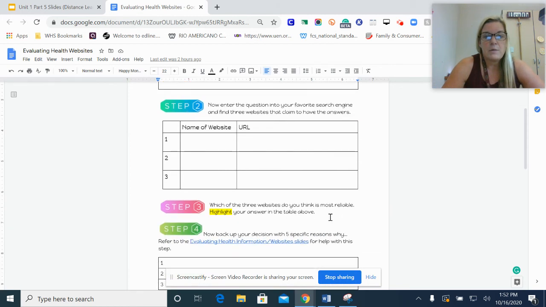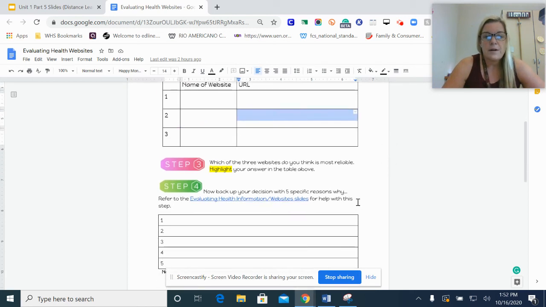And now you're going to use the information we've just covered to evaluate those websites. Which of those 3 websites do you think is most reliable? Go back up and highlight it. So if it was number 1, I'd go in here and I would highlight it yellow.